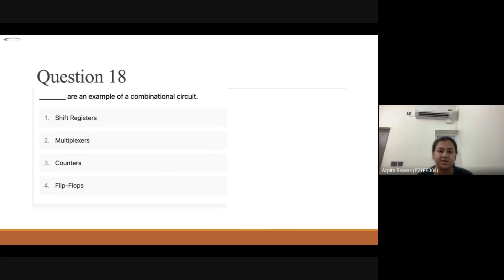Dash are an example of the combinational circuit. First option is the shift register. Second option is the multiplexer. Third option is the counter. And the fourth option is the flip-flop. Multiplexers, ma'am. Yes.